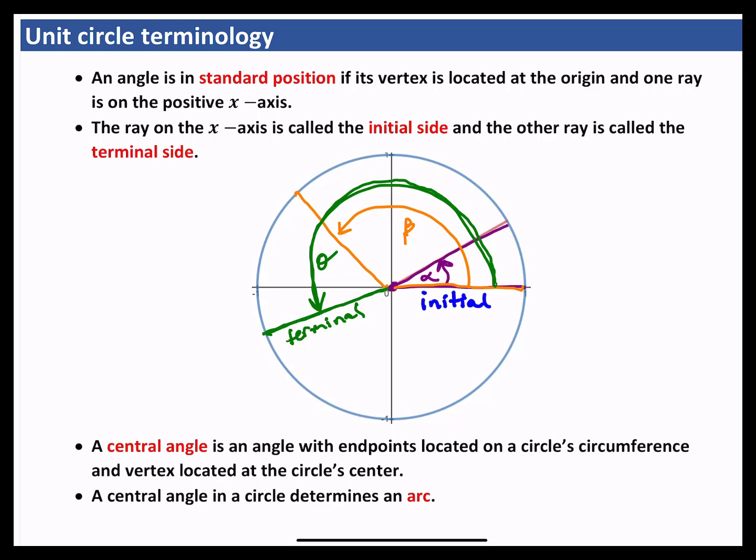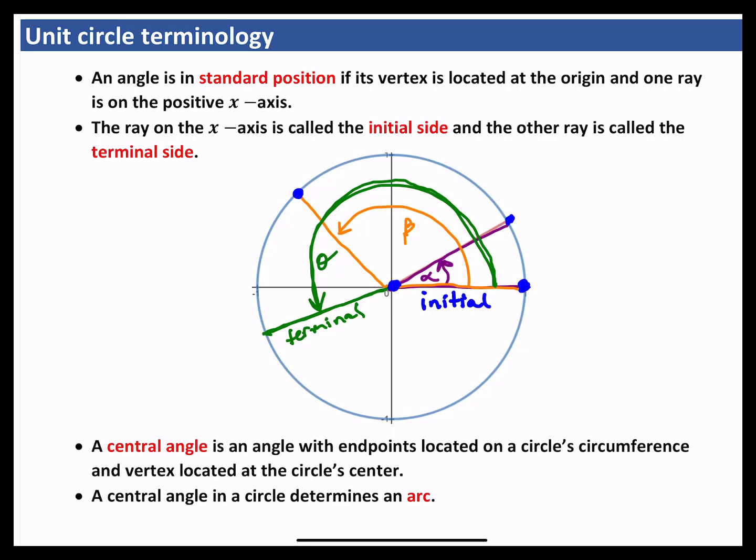A central angle is an angle whose endpoints are located on a circle's circumference and the vertex is located at the circle's center. So in fact, angle alpha is a central angle because the vertex is at the origin and we have two other endpoints that are on the circle's circumference. And angle beta was also a central angle because again, the vertex is at the origin and the endpoints are on the unit circle.